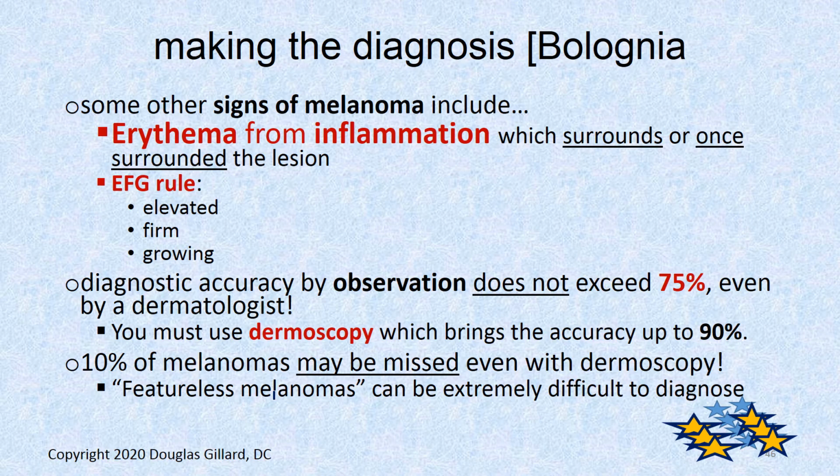The accuracy of diagnosis is not the greatest. Even by a trained dermatologist, it doesn't exceed about 75%. However, when she gets that giant magnifying glass, that dermoscope, it brings the accuracy up to 90%. And you guys don't know how to use one of those, so that's why you've got to make the referral. Even so, 10% of melanomas can be missed even with the dermoscope. There are things called featureless melanomas that can fake even dermatologists out.